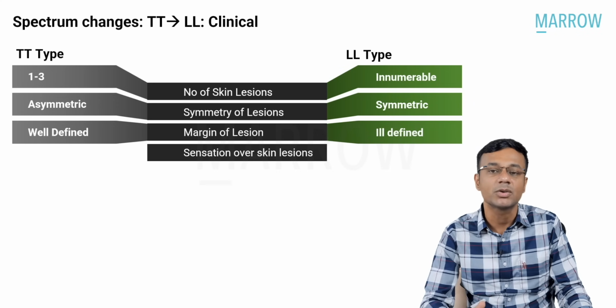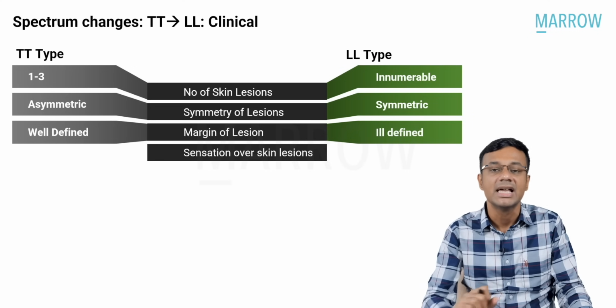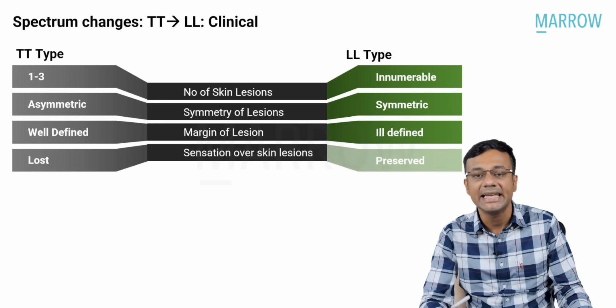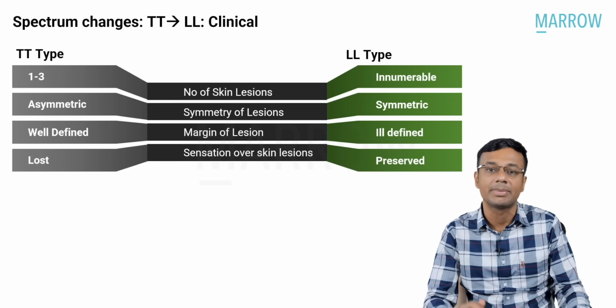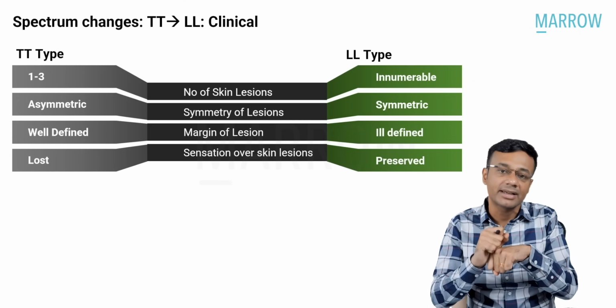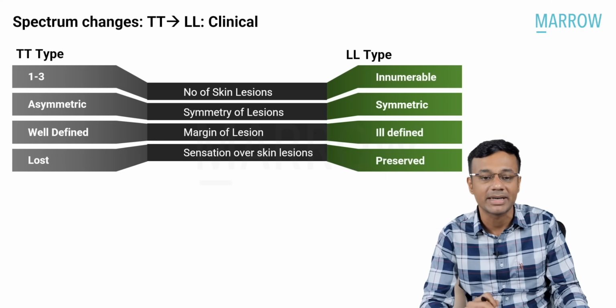In terms of sensation over the skin lesions, in TT leprosy, you get a very good granuloma which will compress on the nerves, resulting in anesthesia. So usually there is loss of sensation, whereas in LL leprosy, what happens? You get only foamy macrophages. So at least initially in the disease, what will happen? The sensation over the skin lesions are preserved because there's no compression by the granuloma. Initially, the sensation over the skin lesions are going to be preserved in lepromatous leprosy.